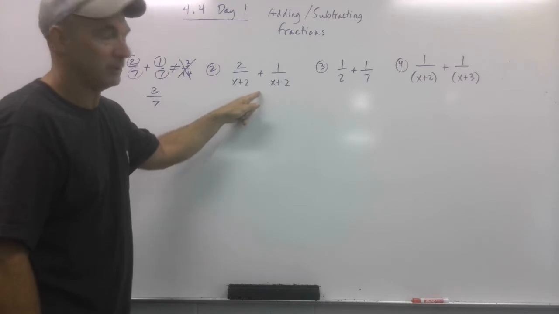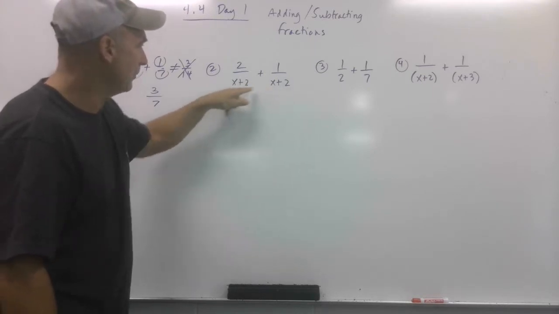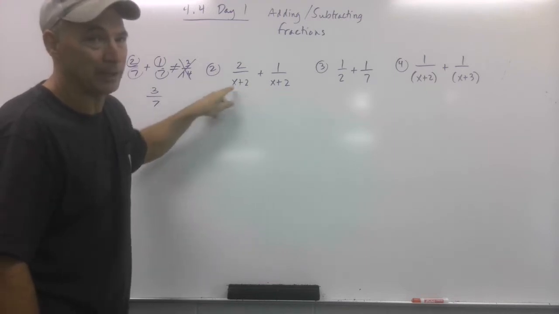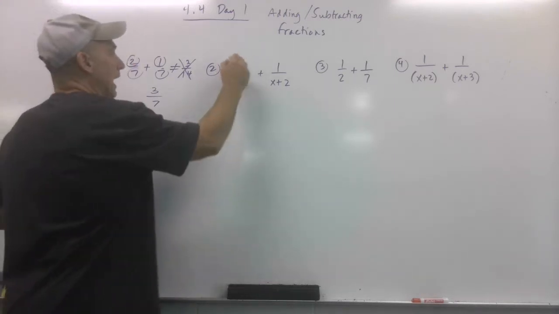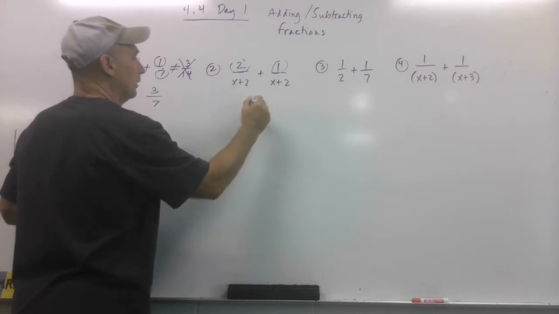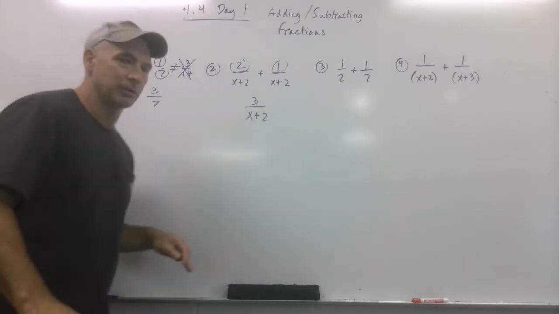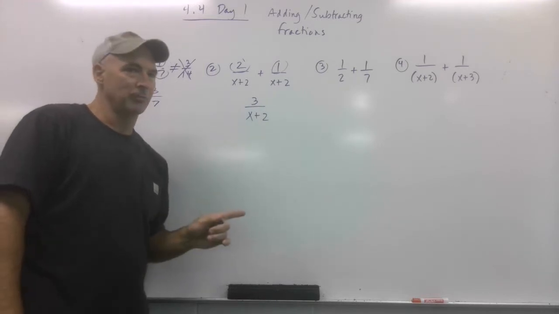Well, don't panic. We're adding fractions. You gotta have common denominators, and lo and behold, we do. Don't add the denominators though. You add the numerators. So we get 3 over x plus 2. Done. Are they all gonna be that easy? No. Are some of them? Yeah.